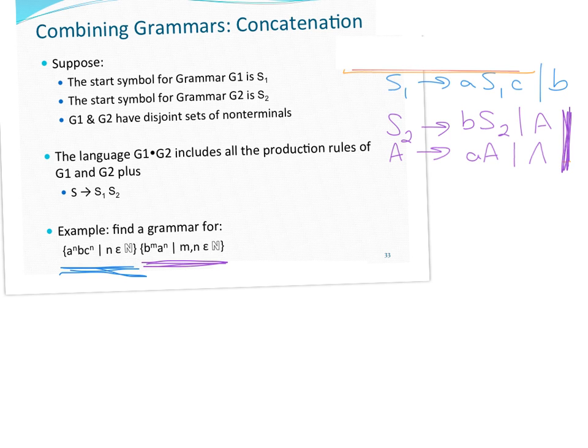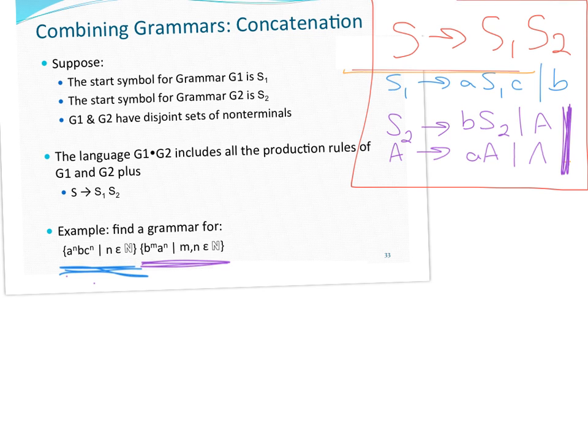And what I want to do is, instead of having strings that come from either language, do the concatenation. So I want all my strings to start with A to the n, B, C to the n, and then end with B to the m, A to the n. And again, this is pretty easy if I just add one more step here, which is S goes to S1 S2. Then you'll see that this whole grammar, taken as a whole, represents a grammar for the language that is G1 concatenated with G2.